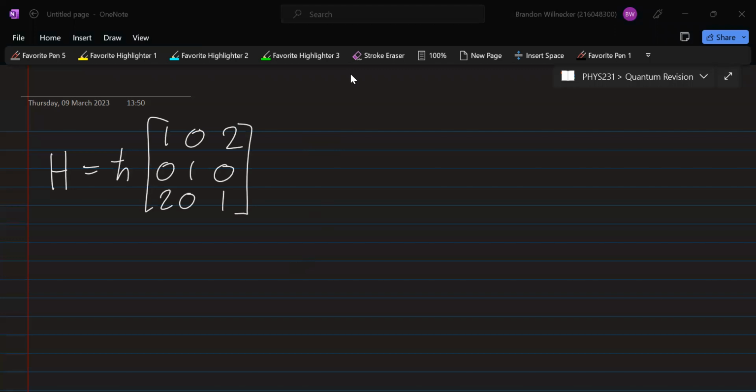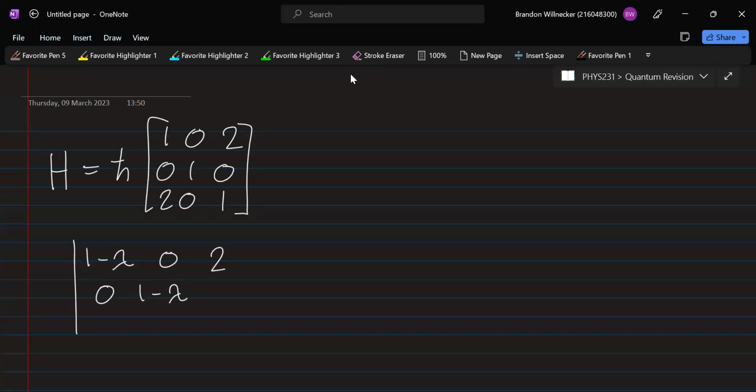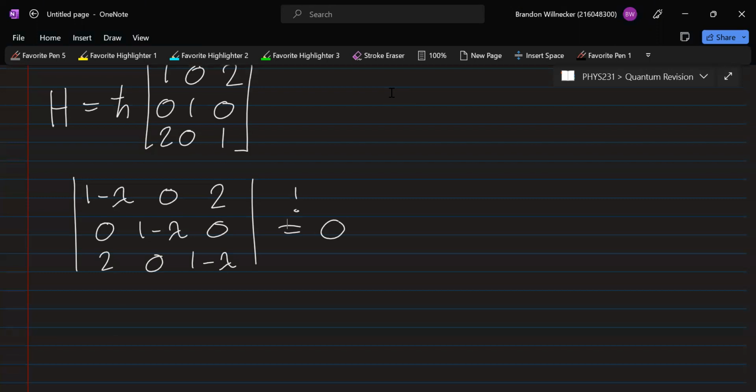Okay, so to diagonalize this Hamiltonian, the first thing we need to do is find the eigenvalues, which means we need to find the determinant of the following matrix: 1 minus lambda, 0, 2; 0, 1 minus lambda, 0; 2, 0, 1 minus lambda. Take the determinant and we set it equal to 0. Remember, this will give us our characteristic polynomial whose roots are going to be our eigenvalues.